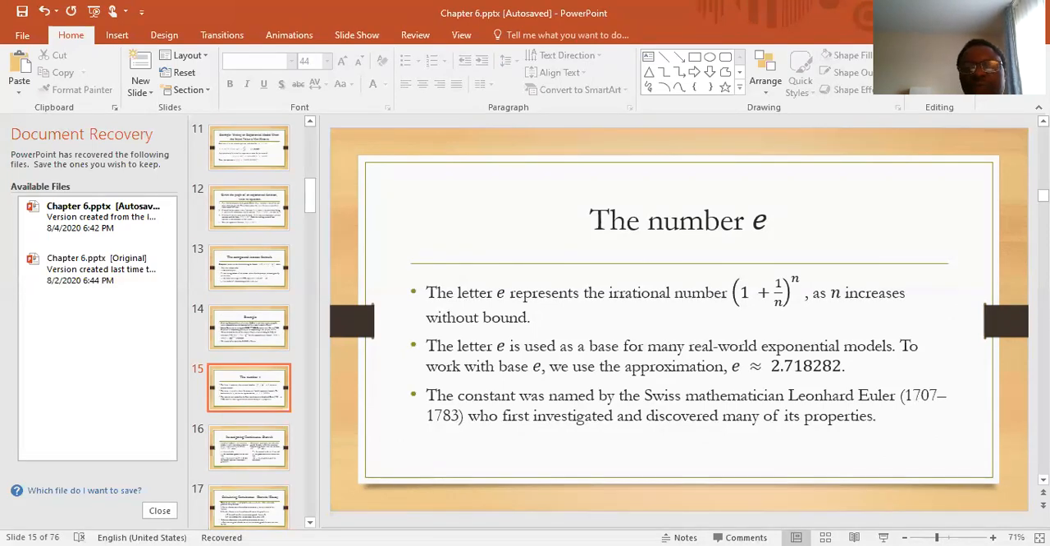2.718282. The constant was named by the Swiss mathematician Leonhard Euler, that's where we get the letter e, who was born in 1707 and died in 1783. He was the first to investigate and discover many of the properties of the natural logarithm and the natural exponential.